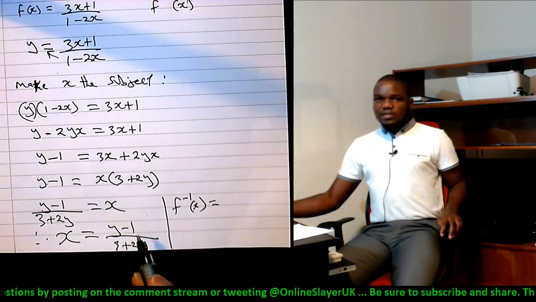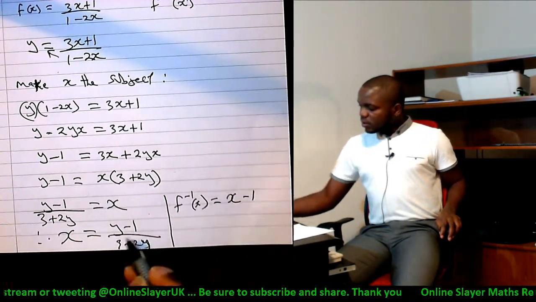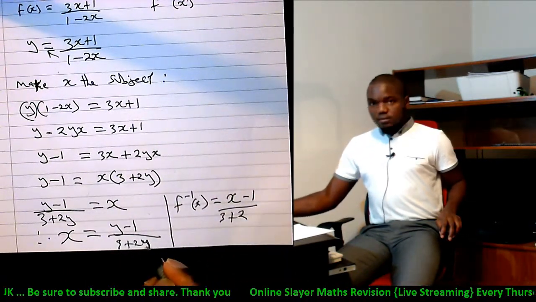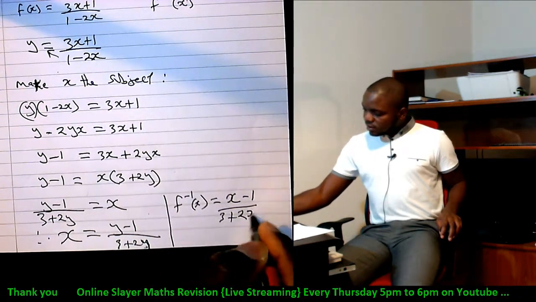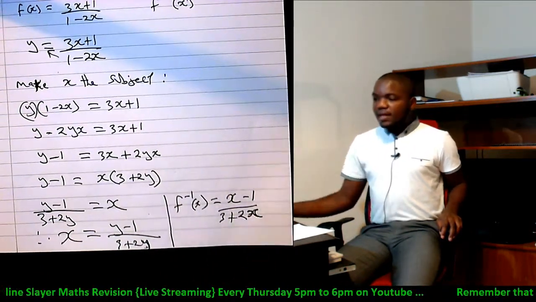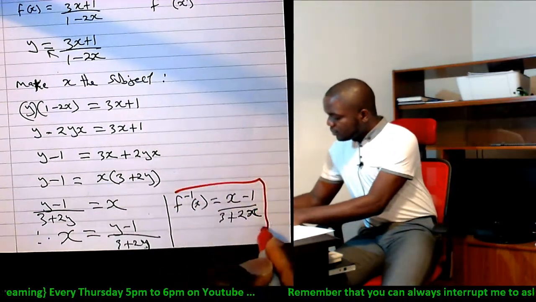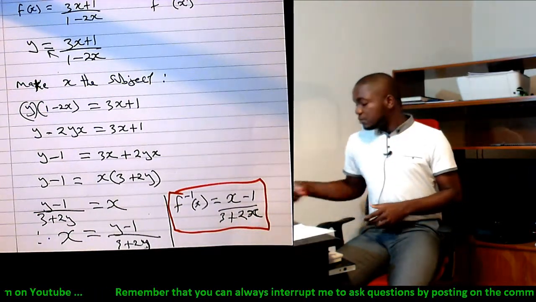And usually we like to call x the input. So x again, minus 1 divided by 3 plus 2x. This is y, but because now it's the input for this function, it is this. And that is the solution to that problem. Some people like boxing their answers. I think I'm just going to do that too.